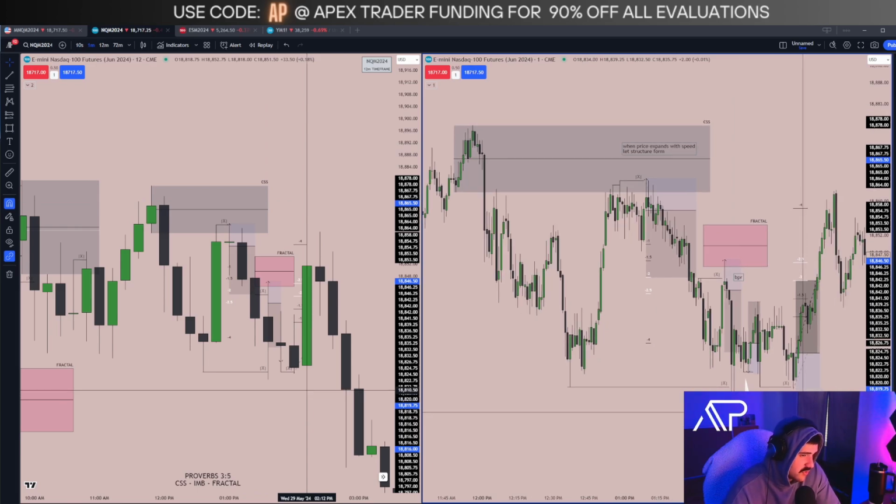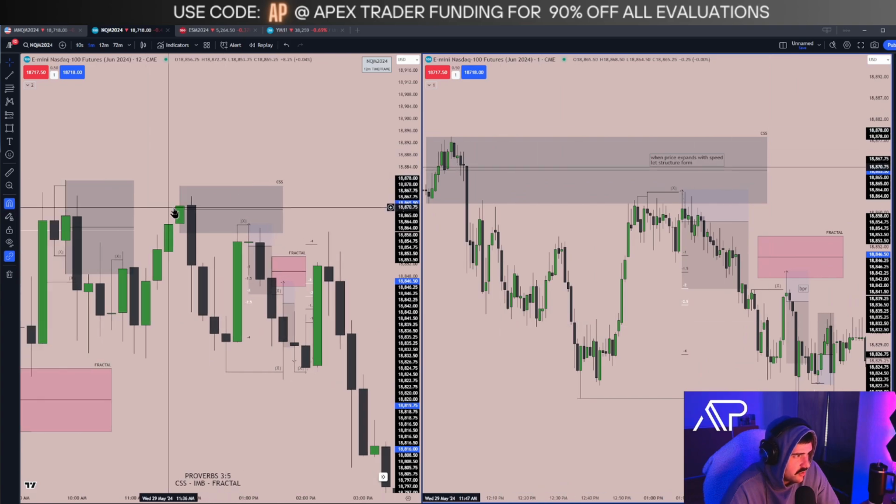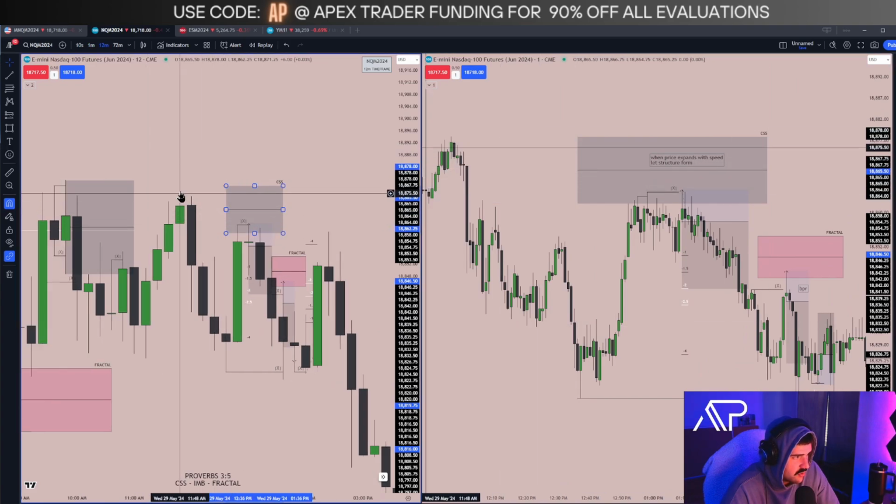You want to be engaging when price is more in a premium in a range for shorts, and engaging with longs when it's more in a discount area, right? So what we see is price refers up to this 12-minute CSS right up here. You can see right up here. Body closure right there confirms that, right?